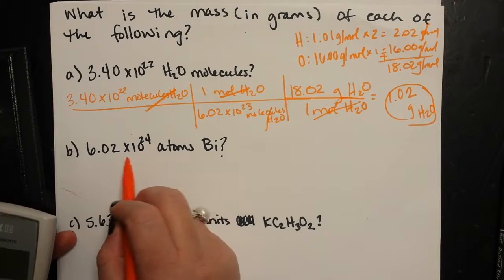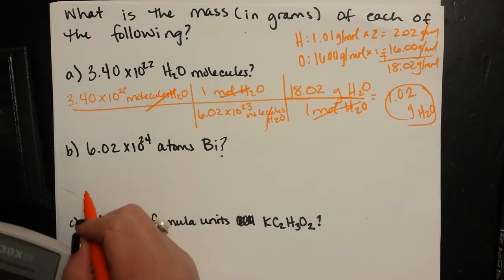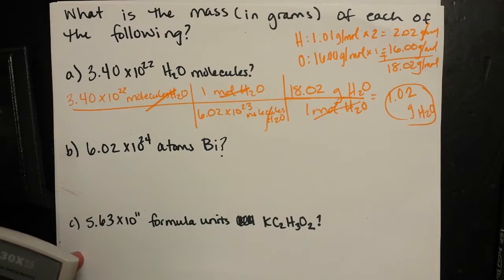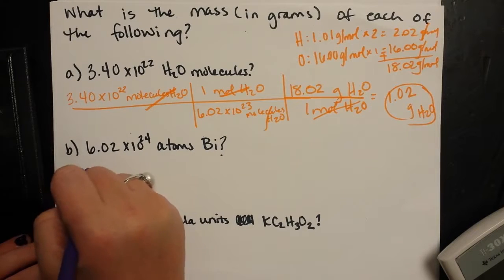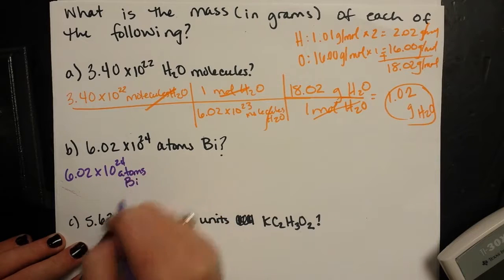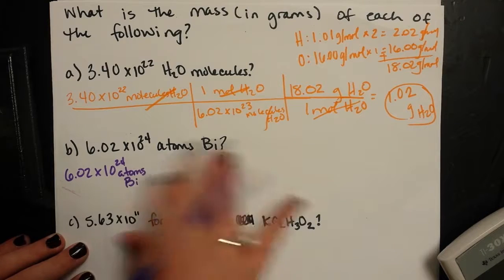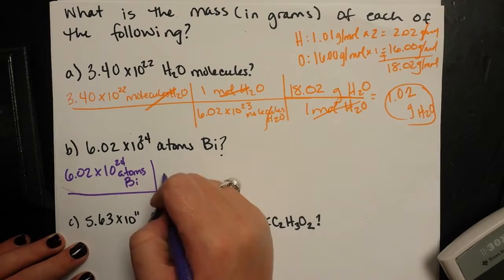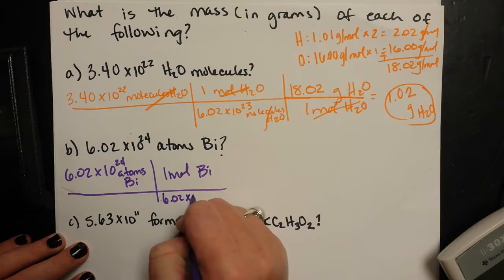All right. Here we've got atoms of bismuth, and so atoms tells me that bismuth is just an element. I also can tell by the formula here. If we look at bismuth, we can start with the representative particles that they give us, so 6.02 times 10 to the 24th atoms of bismuth. And I want to get out of atoms and into moles, because moles is going to bridge me between mass and particles, or particles and mass. So I know that 1 mole of bismuth has Avogadro's number of bismuth atoms.